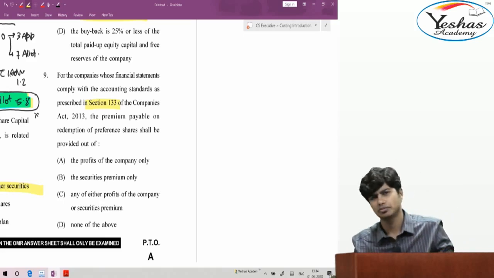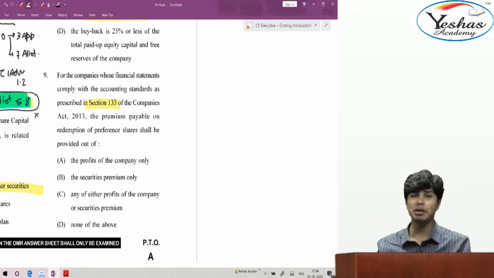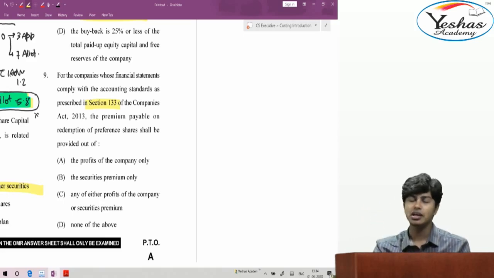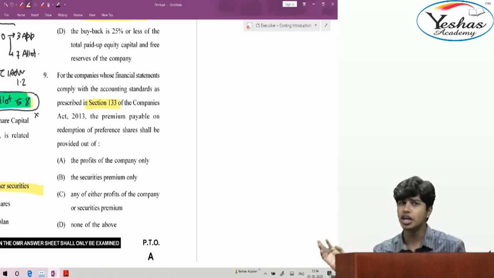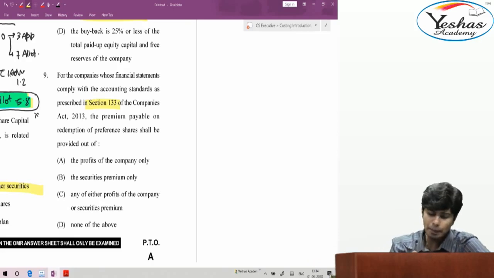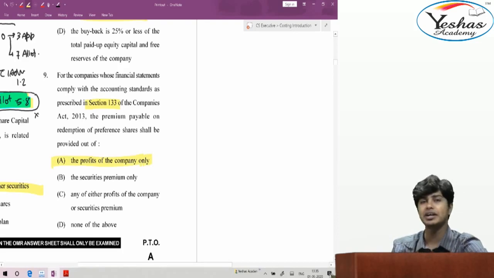Then possible. Yeah, but in order to redeem preference shares at premium, you should have sufficient balance in P&L account if the company is covered under section 133. If the company is not covered under section 133, you need not use P&L account. You can use security premium only to pay the premium on redemption of preference shares. Let us see. The premium payable on redemption of preference shares should be provided out of profits of the company only. Why only profits? Because the company is covered under section 133.